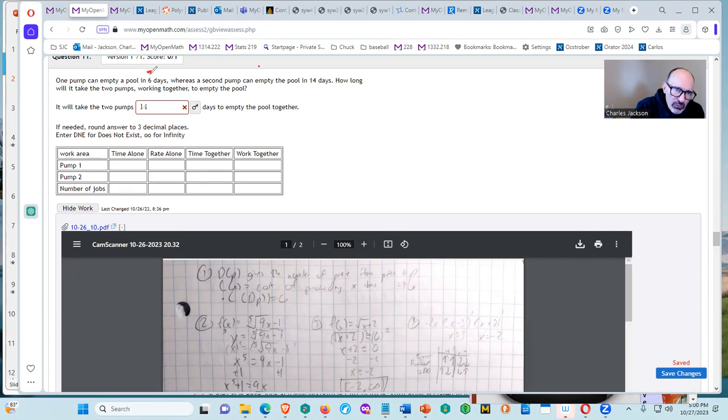So we know this answer is going to be less than 6. Time alone for pump 1 is 6, and for pump 2 is 14. The rate alone is going to be 1 pool per 6 days, and for pump 2, the rate is 1 pool per 14 days.